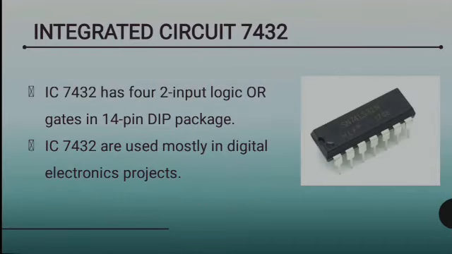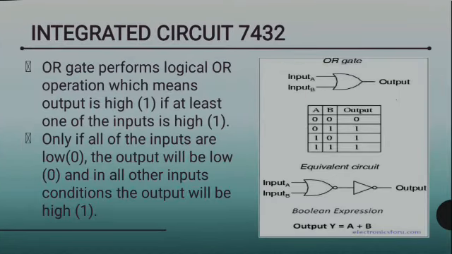Let's move on to the IC 7432. IC 7432 has 4 2-input logic OR gates in a 14-pin DIP package. IC 7432 is used mostly in digital electronics projects. The OR gate performs logical OR operation, which means the output is high if at least one of its inputs is high. Only if all the inputs are low, the output will be low, and in all other input conditions, the output will be high.